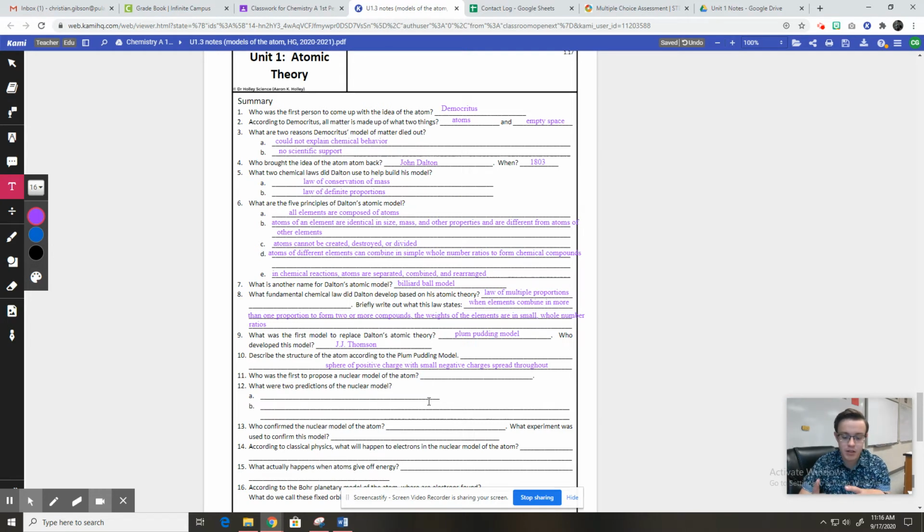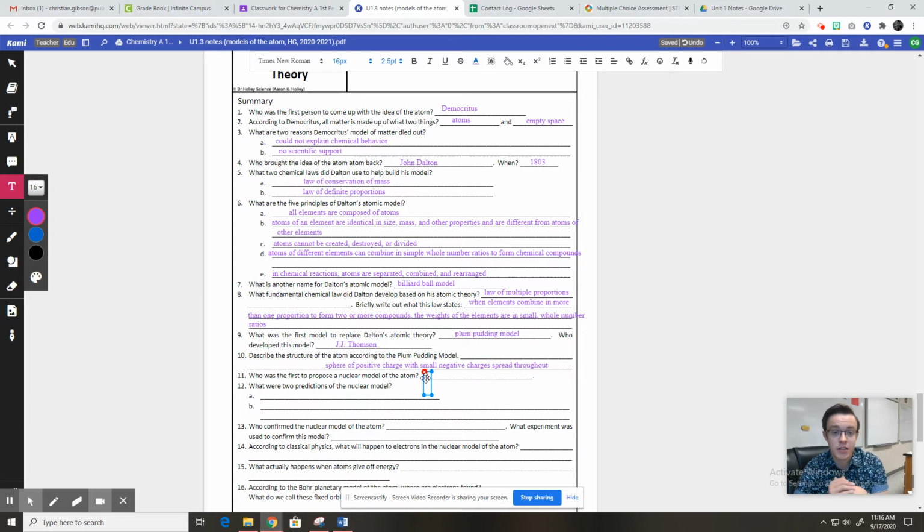Okay, and you saw a picture of that. So the plum pudding model, he didn't know what protons were, so Thomson said, no, atoms are divisible. Dalton's wrong, but instead of just a sphere that's indivisible, it's a sphere that has a positive charge with a bunch of little negative charges inside of it called electrons.